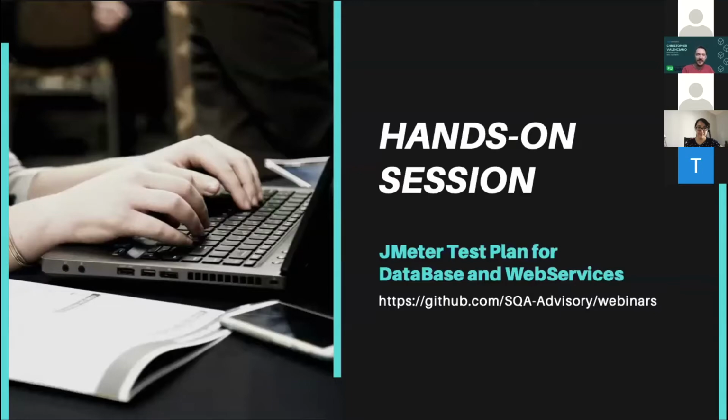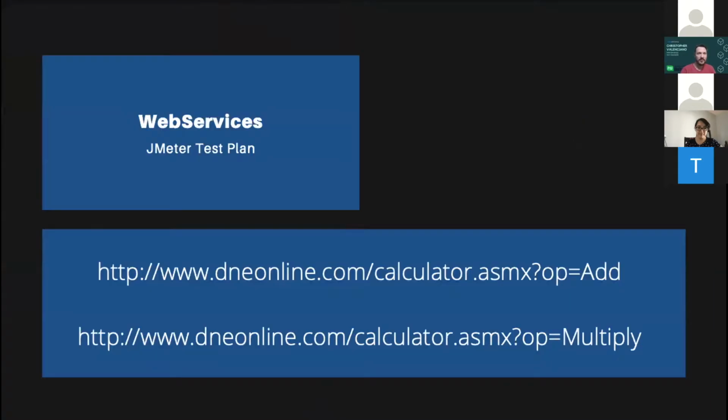Now, to get down to the nitty-gritty, one of the reasons why everybody was here, we're going to get into our hands-on session and try to go through the JMeter test plan for databases and web services. Now, we do try to keep the information that we share here on our GitHub. You can always access it. The scripts that we will be reviewing today will be shared there, so that if anybody would like to go in and get your hands dirty playing around with some of this information in JMeter, you can certainly go ahead and download that from GitHub and practice on your own. So the first one we're going to go through is the web services test plan.